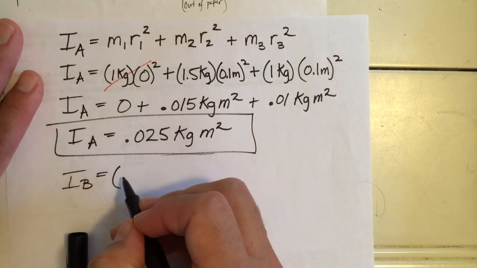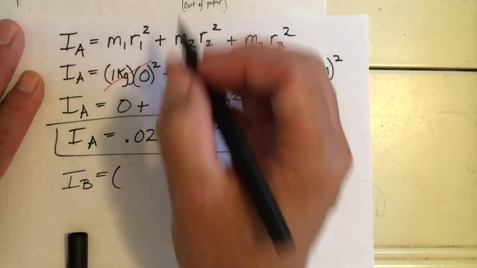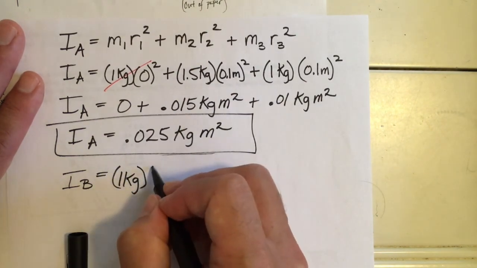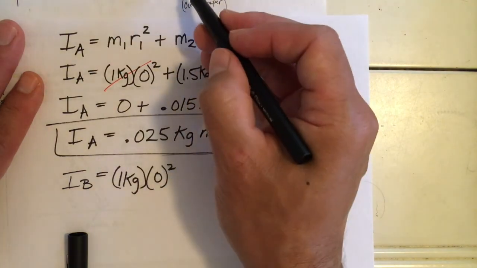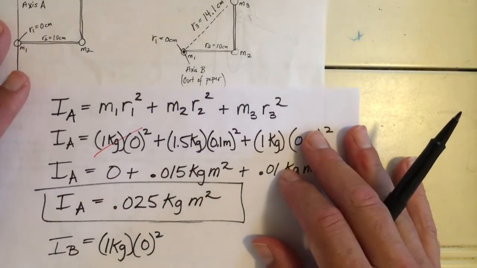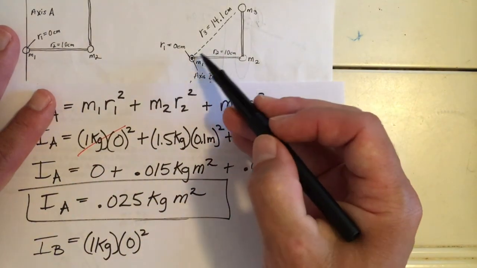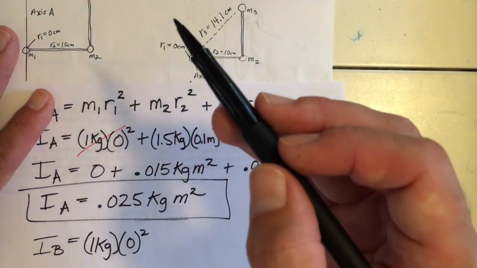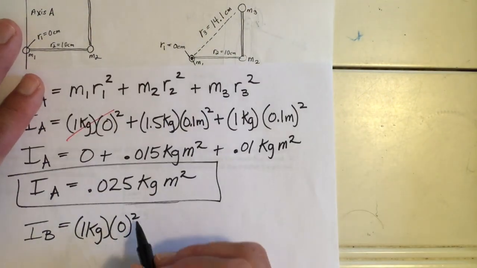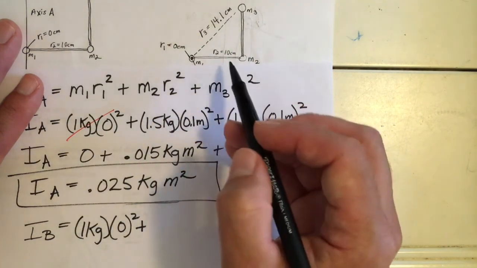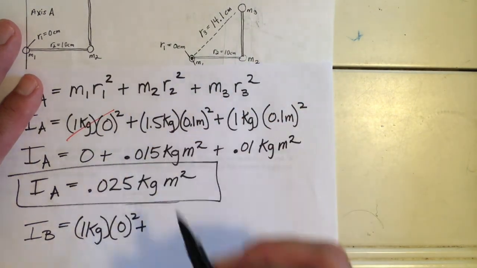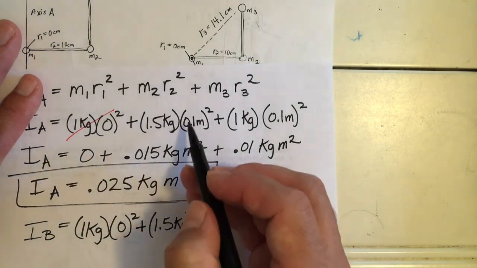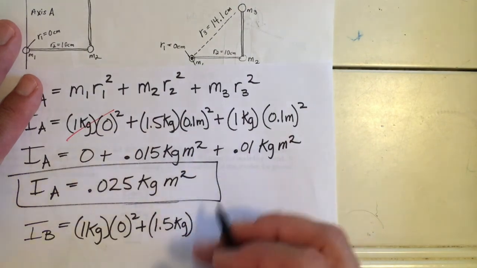We'll take the mass of object 1, which is still 1 kilogram, multiply it by 0 squared, because object 1 still has no distance from the axis of rotation, which is into the page right here. So this is 0. And we're going to add that to the mass of object 2, which was still 1.5 kilograms, but now it's still going to be 10 centimeters away, or 0.1.